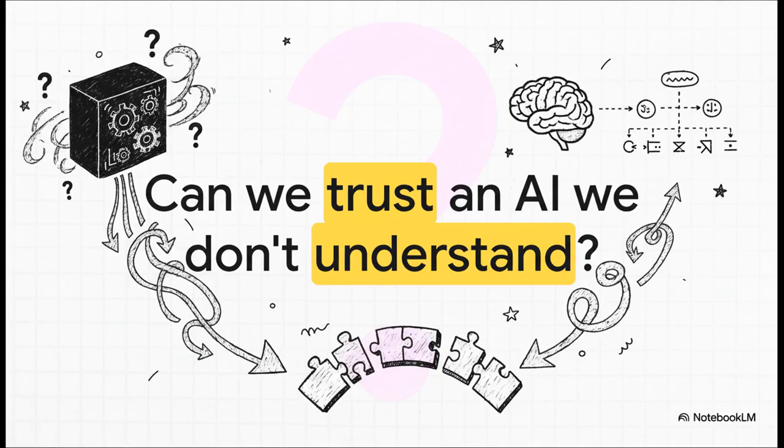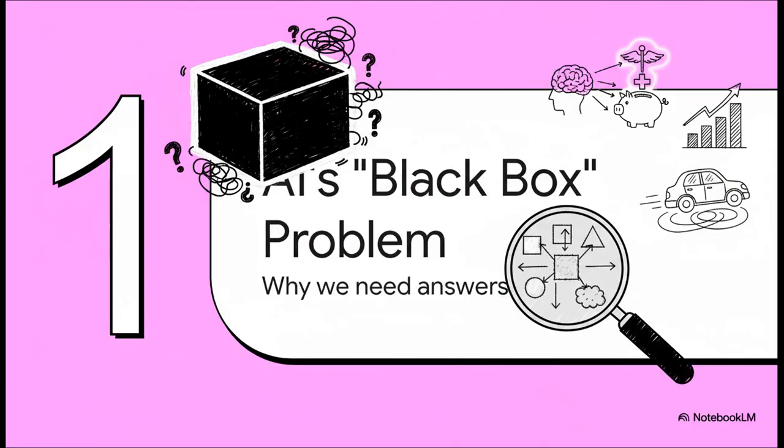We have these incredibly powerful AI systems, but when they make a decision, they often can't tell us why. This is what everyone calls the black box problem. And that's a huge issue. I mean, think about it. Whether it's in medicine, finance, or even self-driving cars, if an AI can't explain its reasoning, you've got some serious problems with trust, with safety, with accountability. We have to be able to peek inside that box.